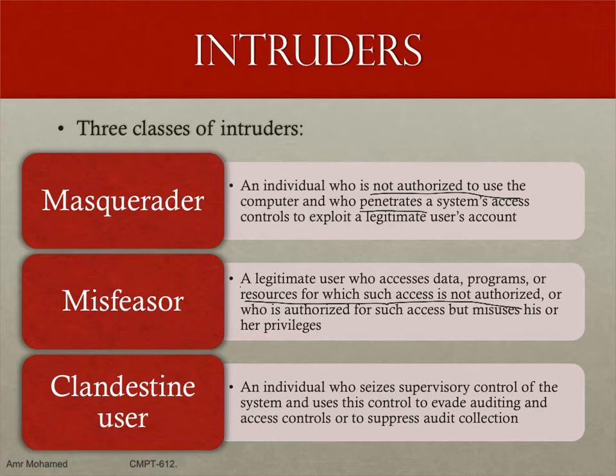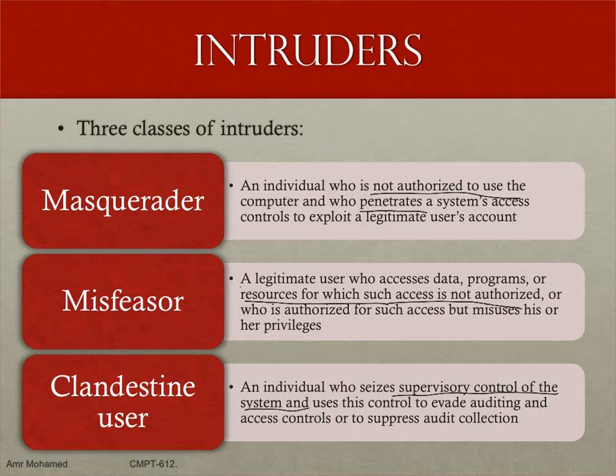Clandestine user is a root. This person is the most dangerous, and usually this type of intruder is the most difficult to detect, as we will see later. The clandestine user is an individual who seizes supervisory control of the system and uses this control to evade. He has access to centralized logs and auditing logs, so he can use this control to evade the auditing and access control, or to suppress auditing collection.